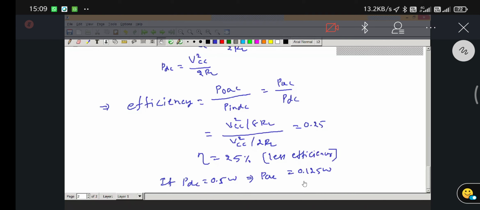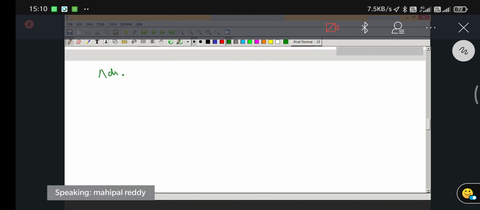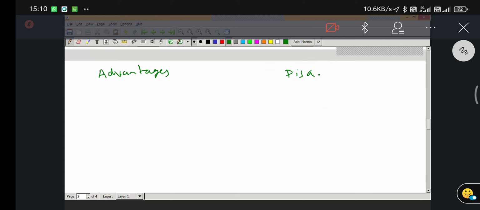And if we talk about the advantages and disadvantages of this class A power amplifier, advantage is it's a simple circuit. We're having only a self bias voltage divider circuit, and the conduction angle is how much we have observed. The conduction angle is what? 360 degrees. We observe the 360 degrees as conduction angle. Let's write down here advantages and disadvantages.